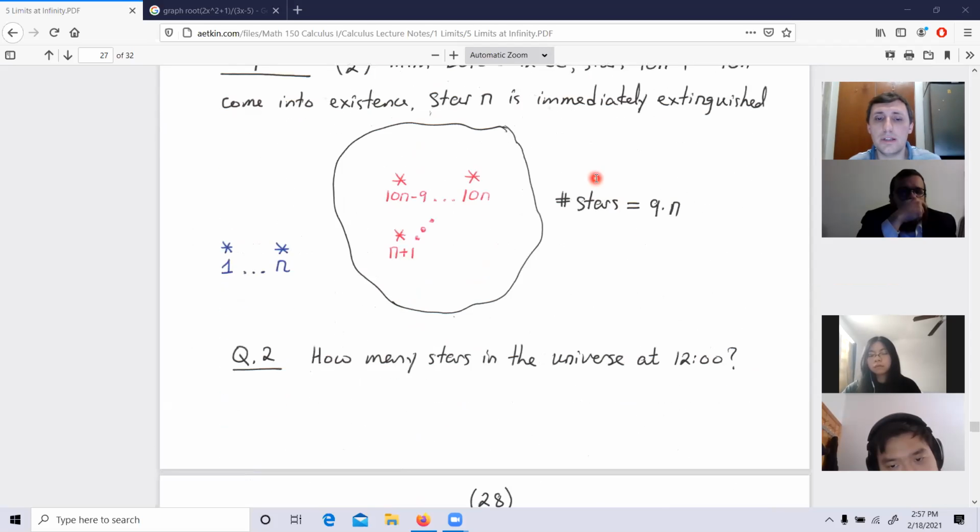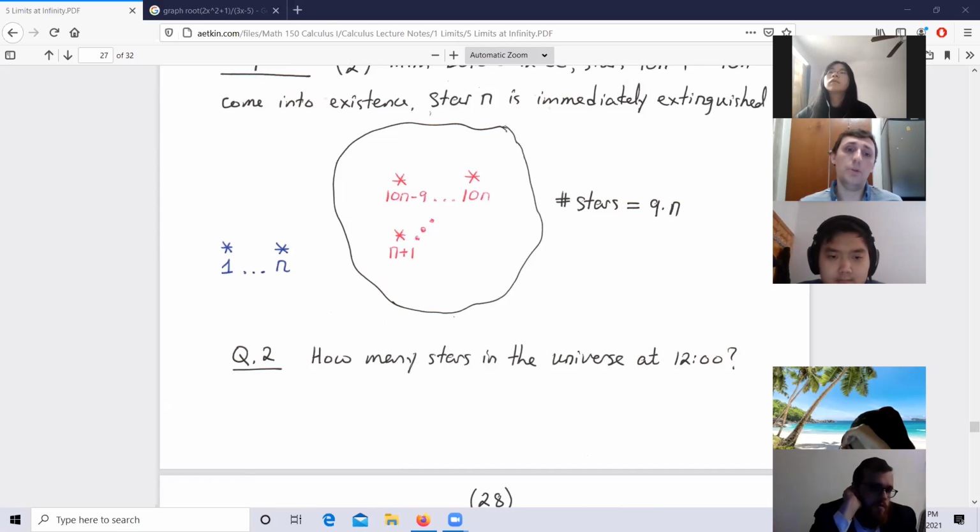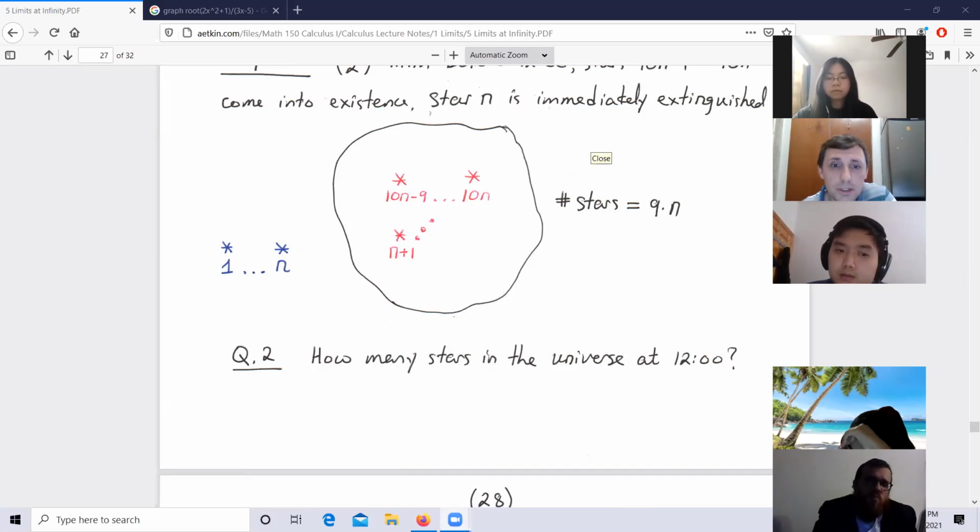And now my question is, as before, how many stars at 12? Is it different from your previous answer or not? How many stars in the universe exactly at 12 a.m.? Okay, Christina says infinite, same thing for both situations. What about the rest of you guys? Talk to me. Think about it and let me know what you think. Joe says infinite. Gabi, what do you think?